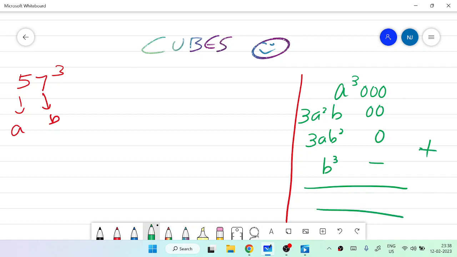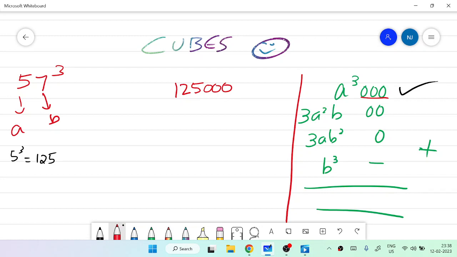This looks quite difficult, but you just have to multiply like 5 into 5, 7 into 7, likewise. So it would be easy. Go on with the video. The first thing I have to find is A cube, which is 5 cube. 5 cube is obviously 125, so I am putting this as 125. Then I have to put 3 zeros.